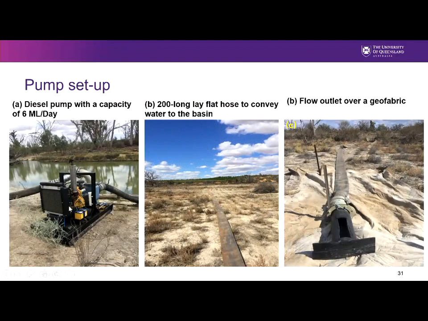So that's what the pumps look like. It's a diesel pump with a capacity of 1 megaliter. They fill a UQ pool within less than one day. And then they pump water from the river, and the belt goes for 400 meters. Then they pump upwards, and to avoid erosion, they put a mat underneath. So it's going like a fountain.